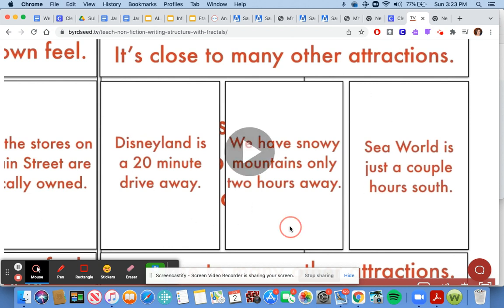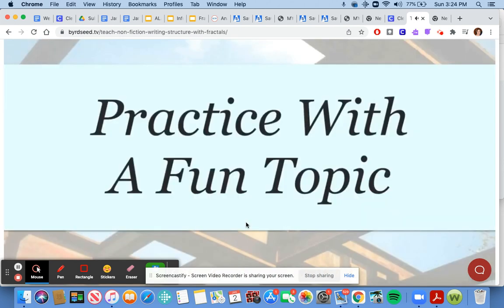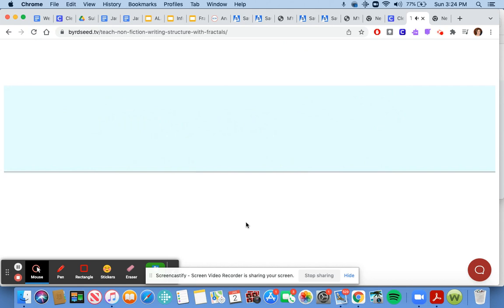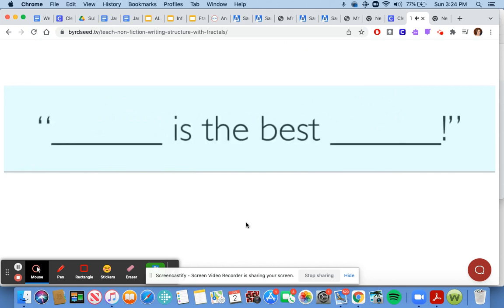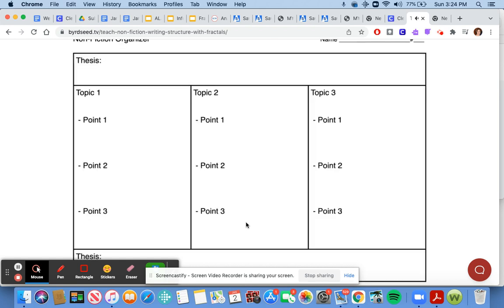I'll let Ian continue. So when you're planning your essay, the whole essay has a similar structure to each of the body paragraphs. You might practice with a fun topic that you know a lot about. You could use the same idea I used. Something is the best something. It could be a sports team or a video game or a movie. And you could use this graphic organizer to help organize your writing.